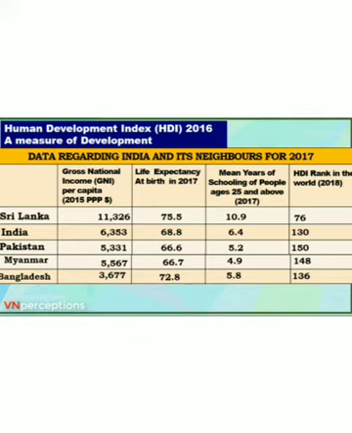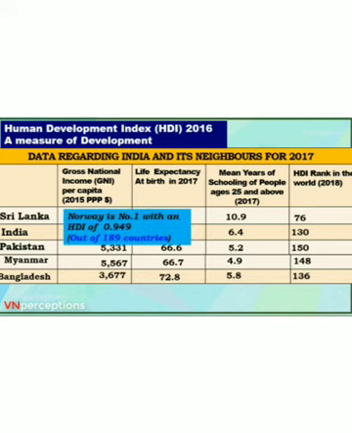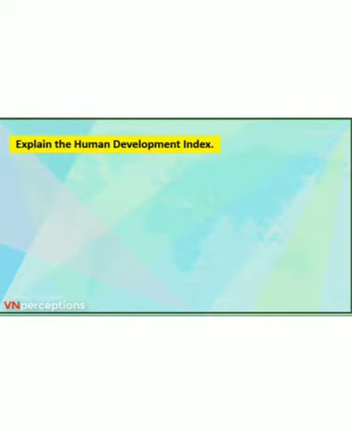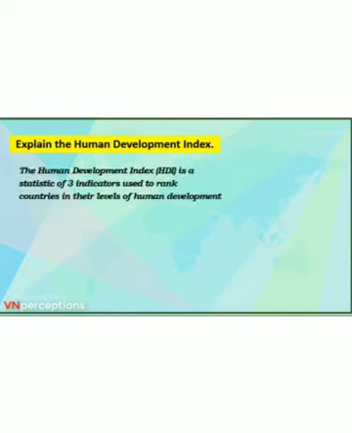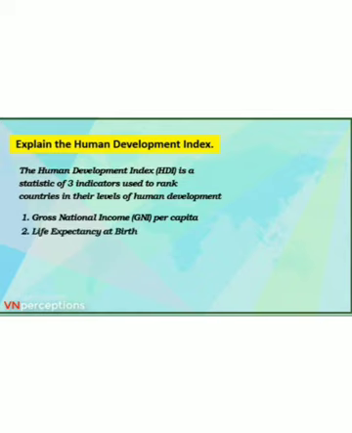Our rank in India is 130. So which country is first? The country that is first in the world is Norway with an HDI of 0.949, which is close to 1. Understood? Then explain the Human Development Index. The Human Development Index is a statistic of 3 indices used to rank countries in their levels of human development. That is gross national income per capita, life expectancy at birth, and mean years of schooling of people aged 25 and above.